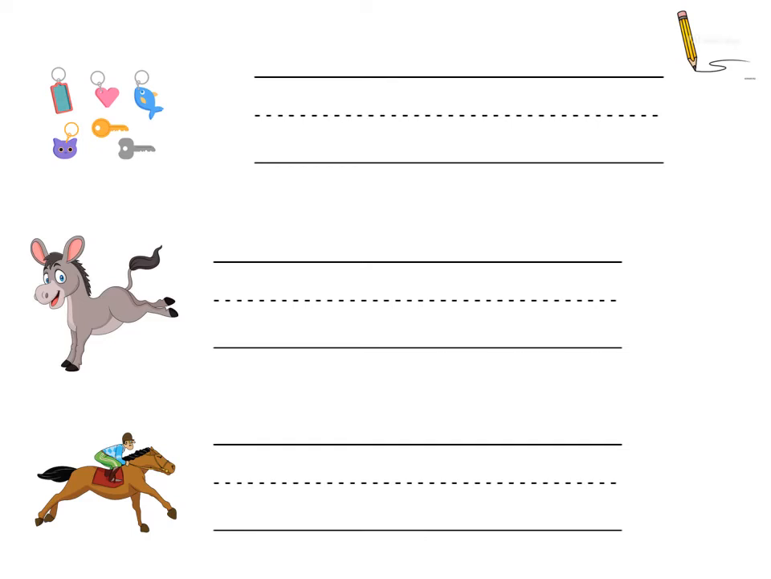What is that in the second picture? It is one donkey. Can you write the word donkey?